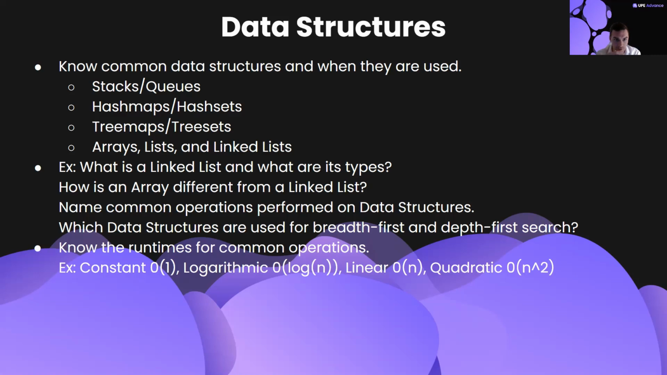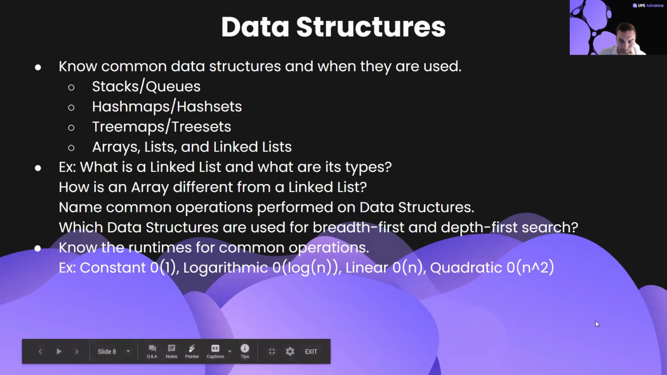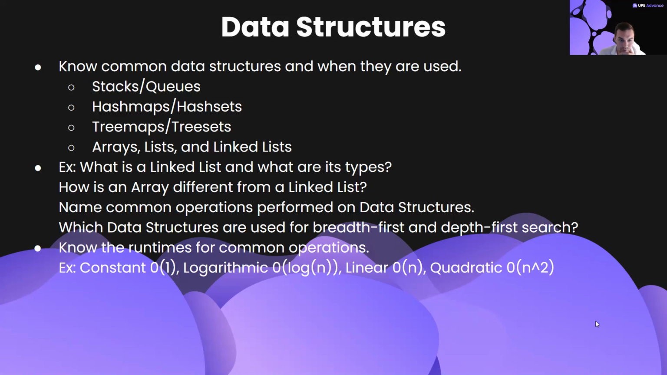So here are just some simple questions. Just name common operations performed on data structures. How is an array different from a linked list? What data structures are used for breadth first and depth first search? And as you can see on the bottom, these are different runtimes, right? So constant clearly is very good. You have logarithmic, linear, and quadratic.